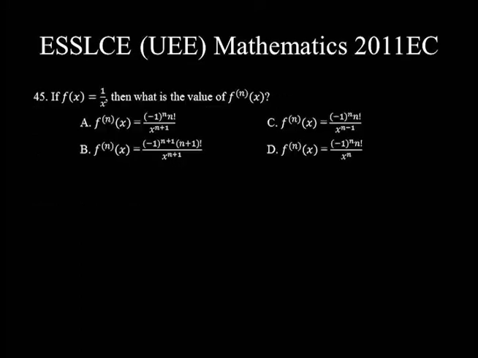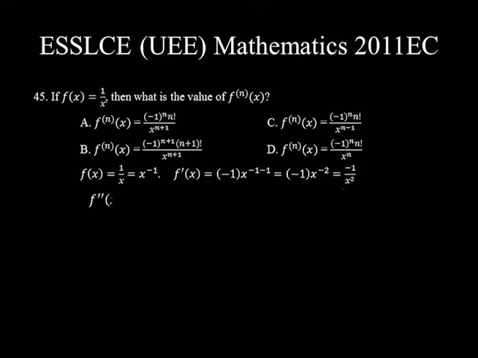Question number 45. If f of x is equal to 1 over x, then what is the value of the nth derivative of f of x? f of x is equal to 1 over x, which is equal to x to the power of negative 1. The first derivative of f of x is equal to, let's plug negative 1 to the front, negative 1 times x to the power of negative 1 minus 1, which is equal to negative 1 times x to the power of negative 2, which is equal to negative 1 over x squared.